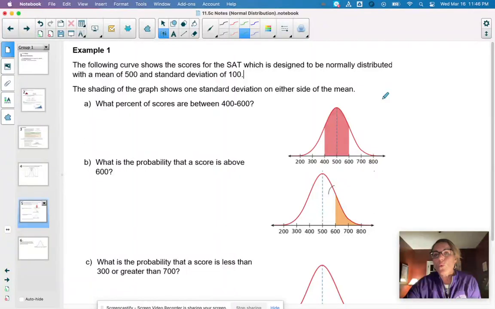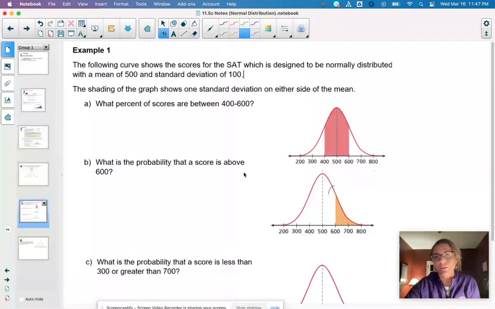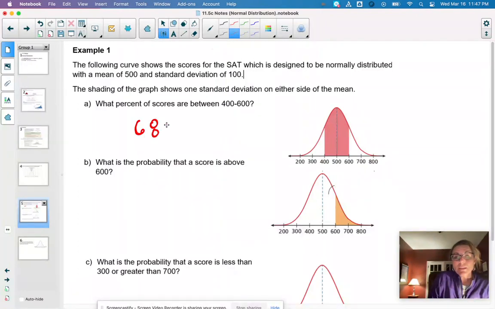What percent of scores are between 400 and 600? Well, the mean, it told us, is 500. 400 is 1 standard deviation to the left. 600 is 1 standard deviation to the right. And we said, if we go back a screen, that 68% of the data occurs in that region. So our answer is going to be 68%.